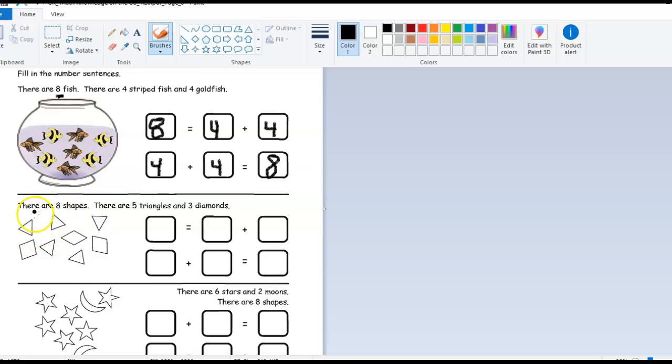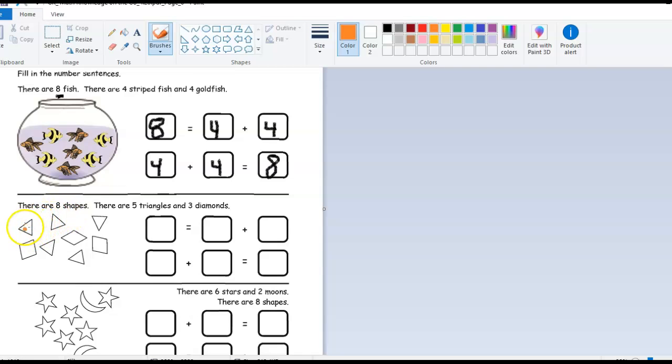Moving down along on your worksheet, let's change our color. Let's go to orange this time. So I'll read the problem. There are 8 shapes. There are 5 triangles and 3 diamonds. So we know that we need to find our whole. We know that our whole is 8 because that's how many shapes we have, right? Yes, right. But let's count to be sure.